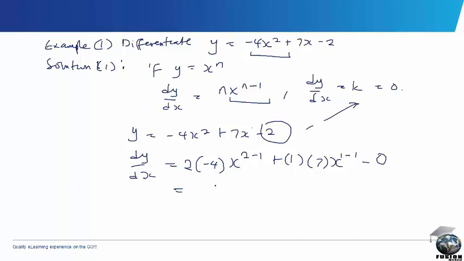And so we have 2 times 4, we have minus 8, and then x, because 2 minus 1 gives you 1. We don't normally write the 1, so we leave it as minus 8x plus 1 times 7 is 7, and then we have x raised to power 1 minus 1, which is x raised to power 0. And this one is gone, which is equal to minus 8x plus 7, because x raised to power 0 is equal to 1.